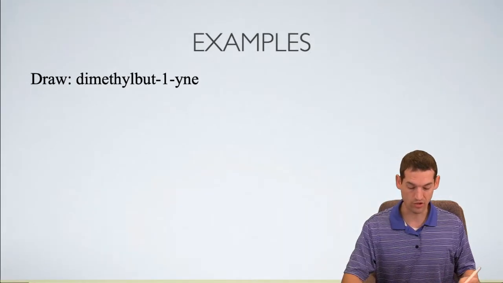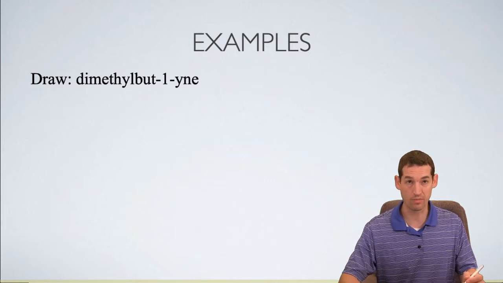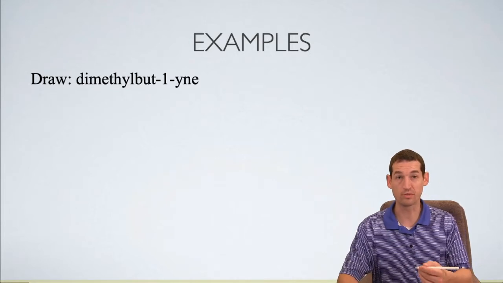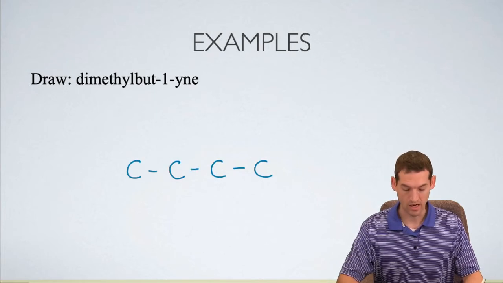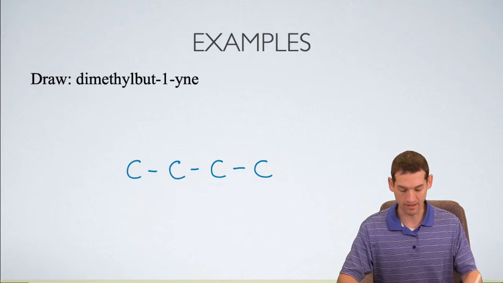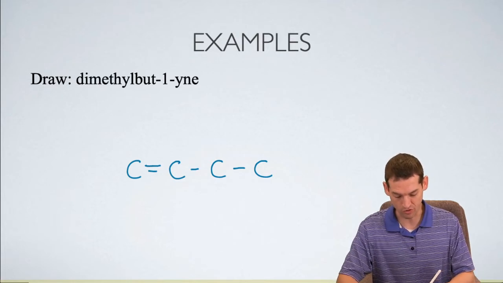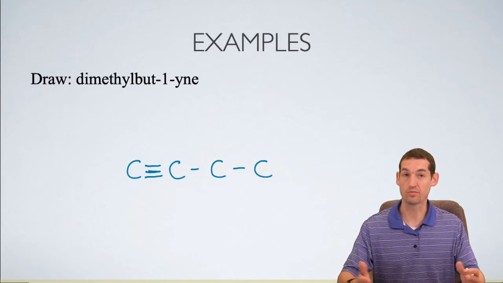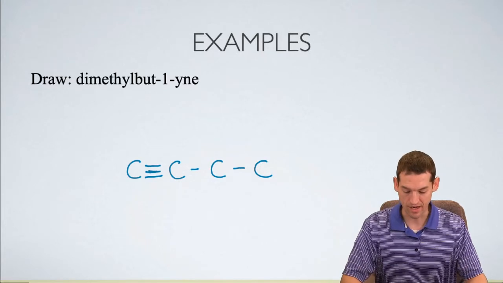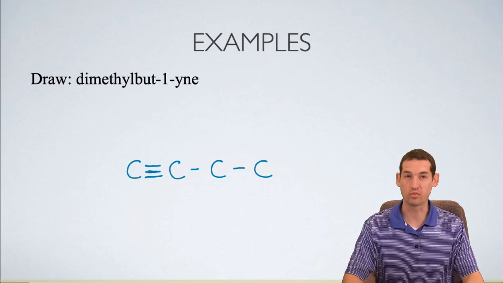So in a structural diagram, I always start with the parent. So this is a but-, which means 4. So 1, 2, 3, 4. I know it's a but-1-yne. So that means there needs to be a triple bond that starts on carbon 1. So there's my but-1-yne parent. And then it says a dimethylbut-1-yne.